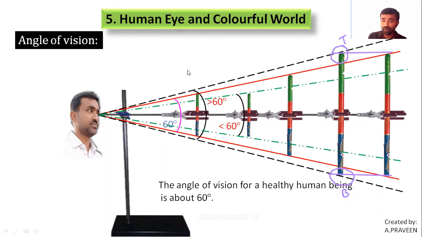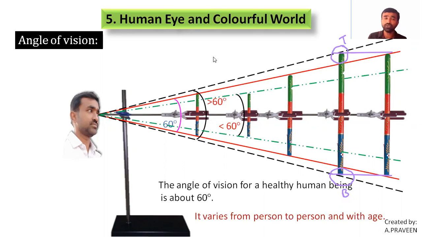For a healthy eye, the whole object is visible at a 60 degrees angle only. I am not saying the distance, I am saying the angle. For that angle, you are adjusting the object in front of you, the top and bottom ray angle. It also varies from person to person and with age.